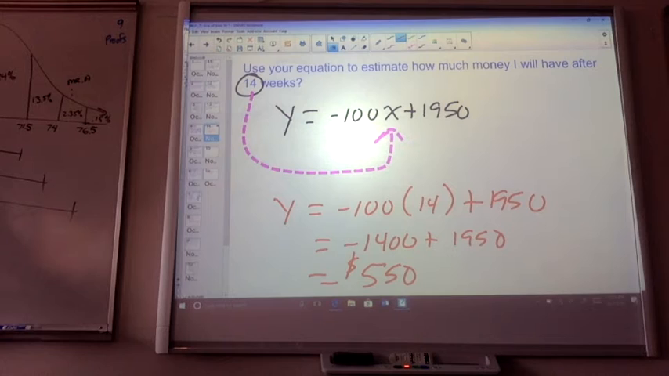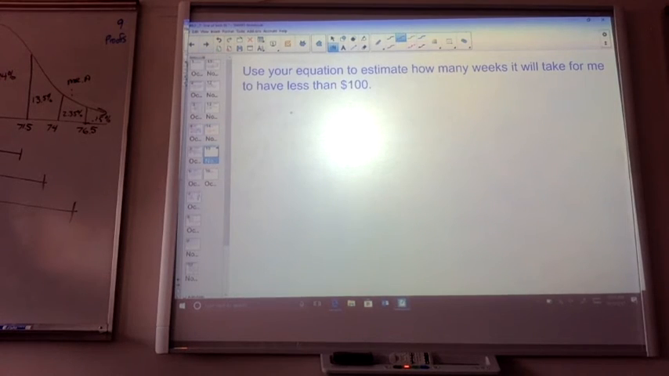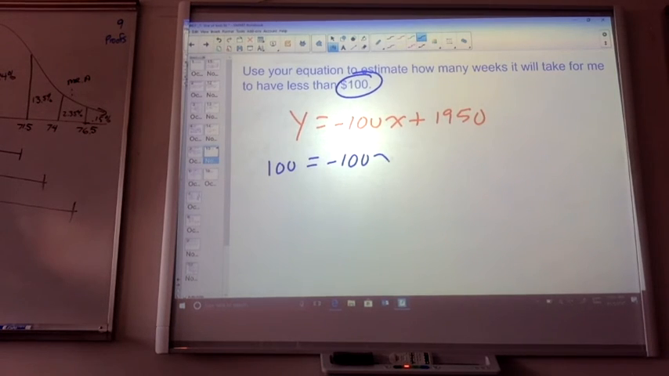May I move to the last slide? The last slide says use your equation to estimate in how many weeks it will take for me to have less than $100. Uh-oh. That's danger. You're spending $100 a week. So y equals negative 100x plus 1950. Where does this 100 go, into x or y? Y. Subtract 1950 from both sides.